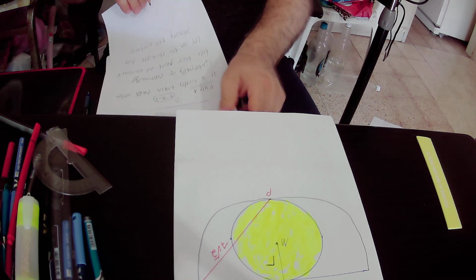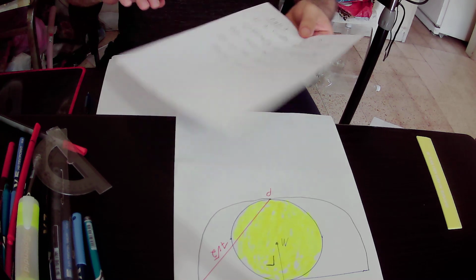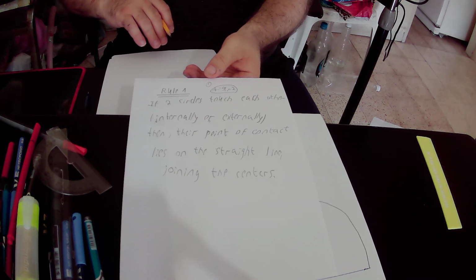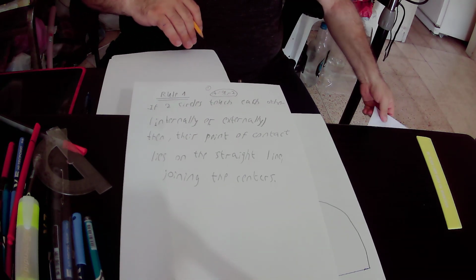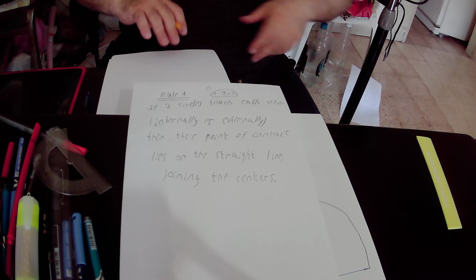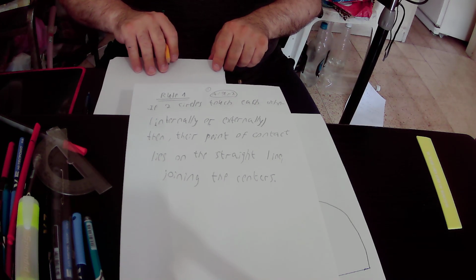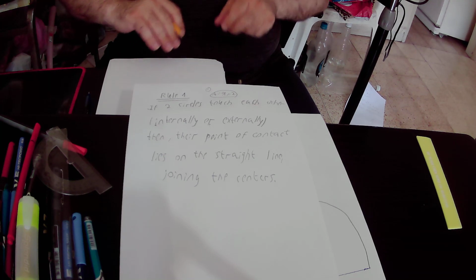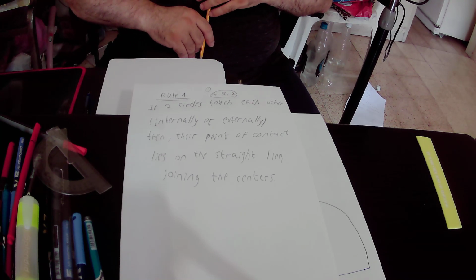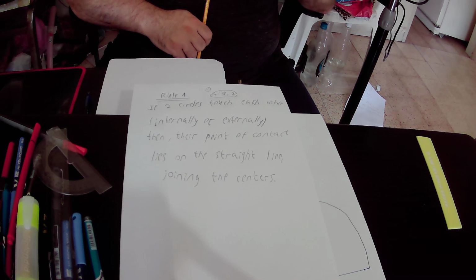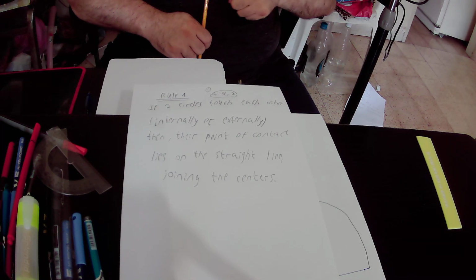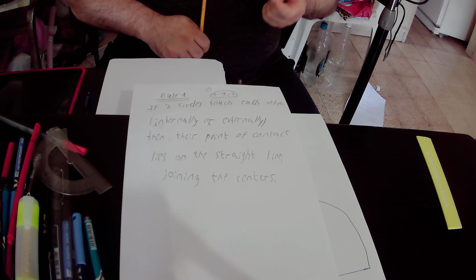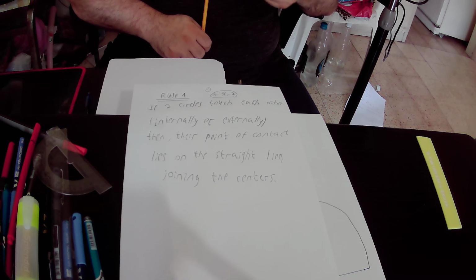So I will read rule number 1 again. Rule number 1 states that if two circles touch each other either internally or externally, then their point of contact lies on the straight line joining the centers.